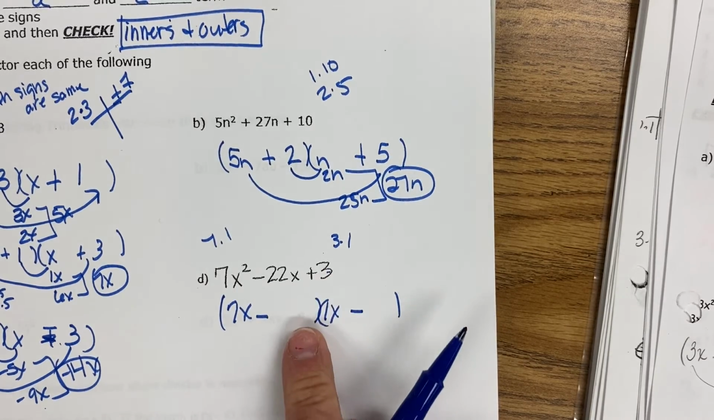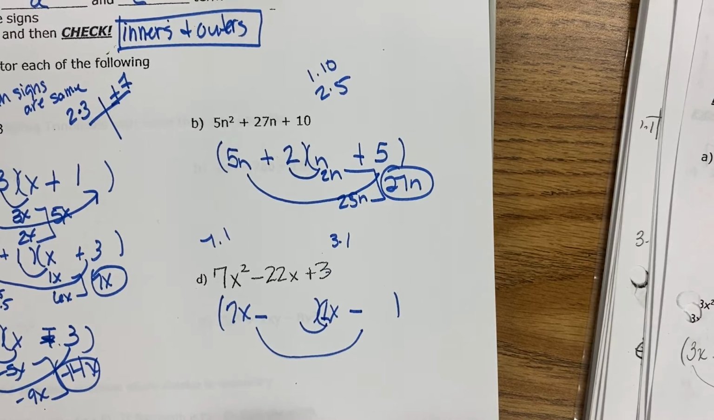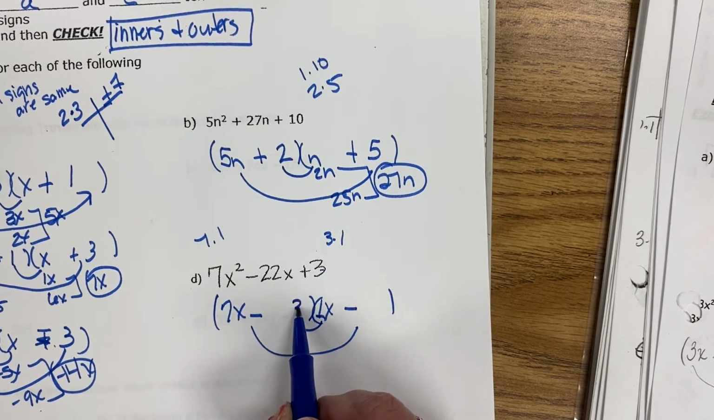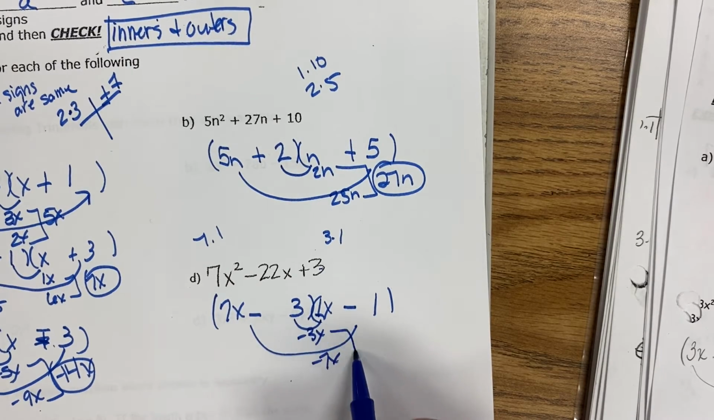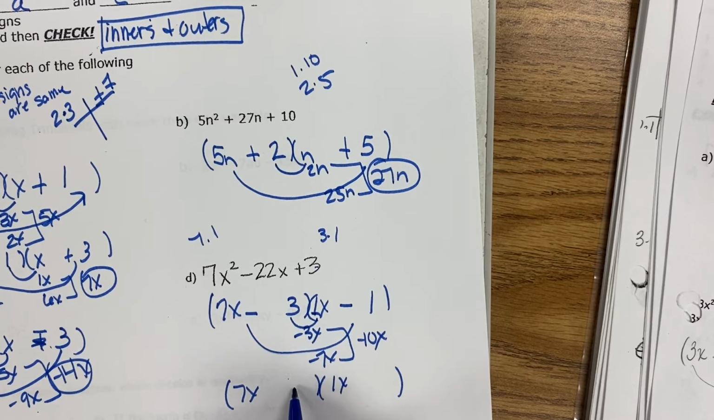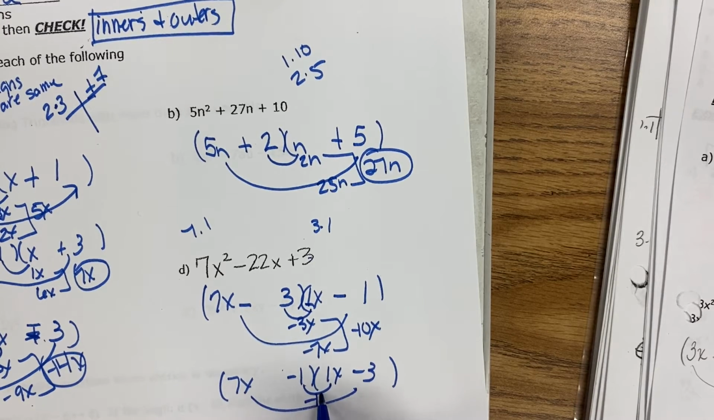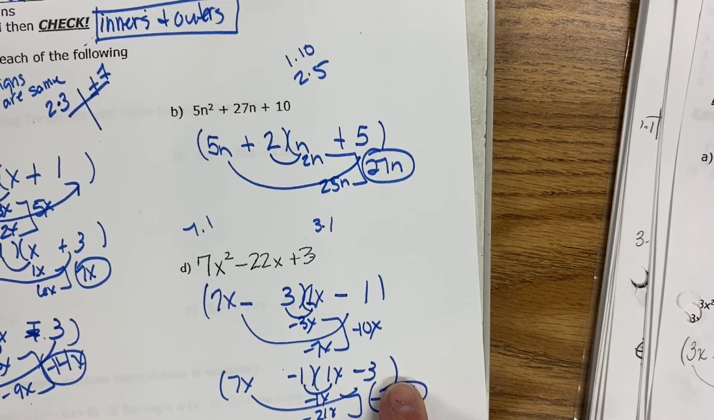I need to figure out where do I put the 3 and the 1, because when I get done, I need my inners and my outers to add up to -22. So if I put a 3 and a 1 here, this is a -3x, and this is a -7x. That turns out to be -10x. So I did not do it right. And so that means that I'll put the -1 here and the -3 here. And this is a -1x, -21x, and that turns out to be a -22x. This is the correct form of my factoring.